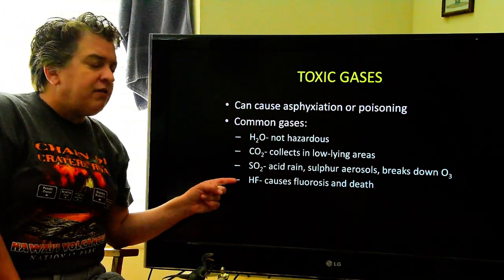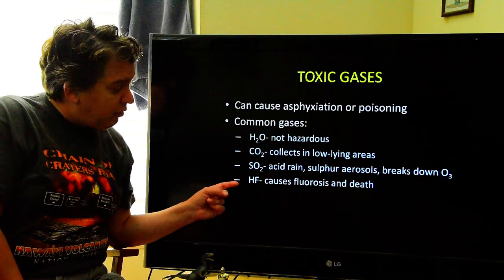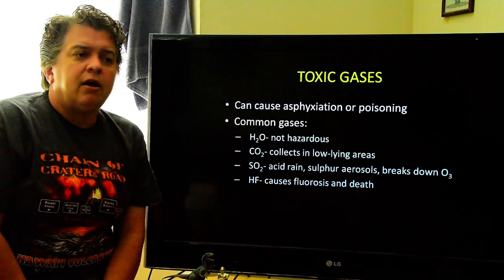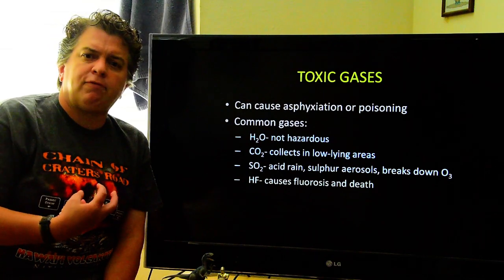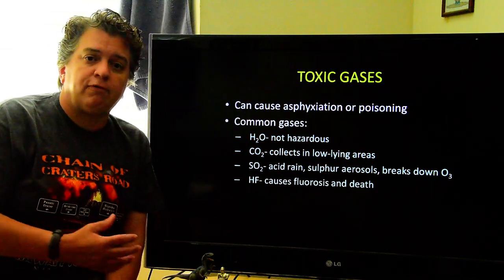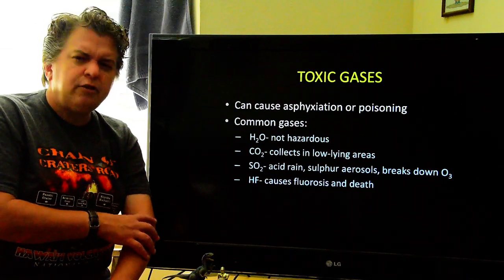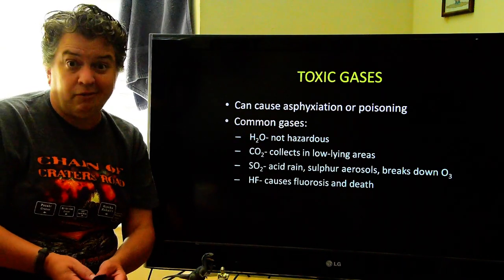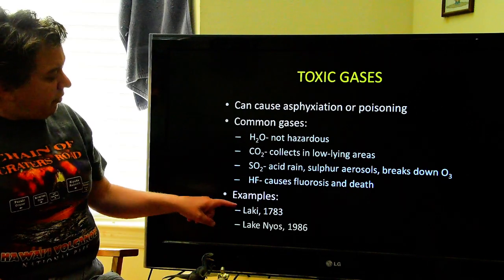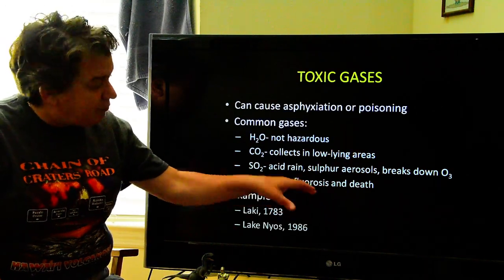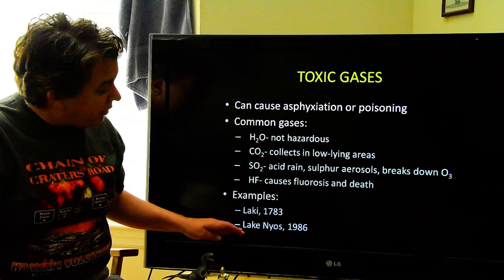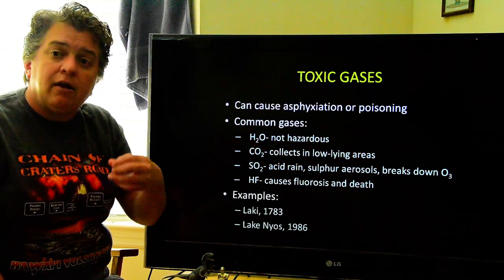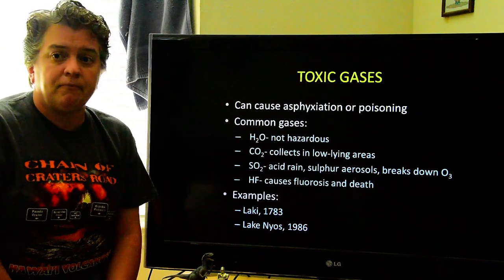And then here's one gas that's not one of the most common, but you do get it in some volcanoes. Hydrogen fluoride, HF, can cause something called fluorosis. Fluorosis is where you absorb enough fluorine into your body, or animals can absorb enough fluorine into their body, that it disrupts proper bone growth and causes extreme pain and ultimately death. So examples: Laki in 1783 caused fluorosis in some of the population, and Lake Nyos in 1986 had carbon dioxide accumulating in valleys and asphyxiated several hundred people.